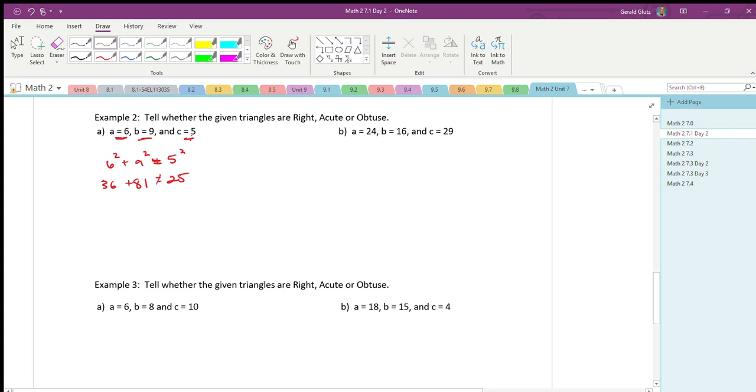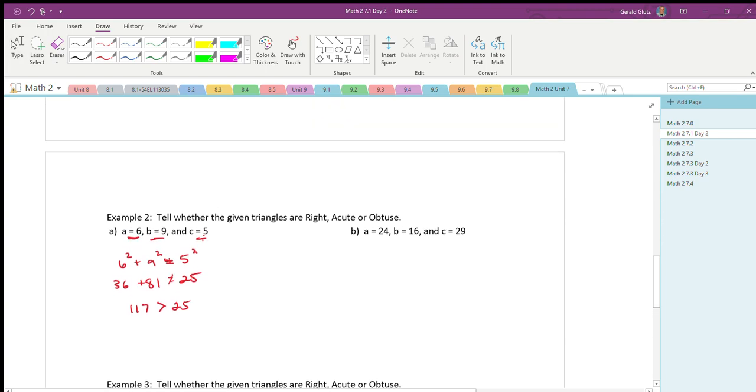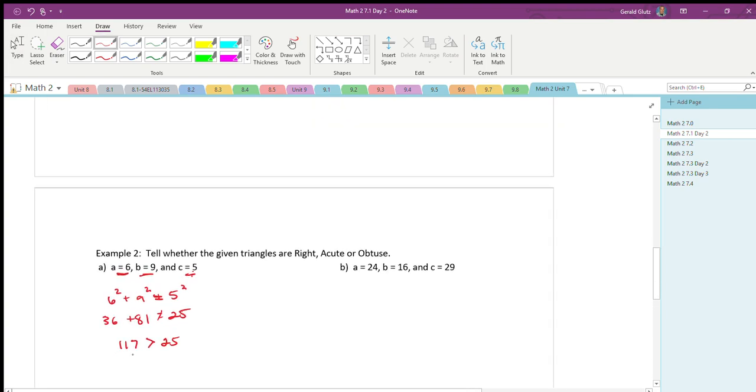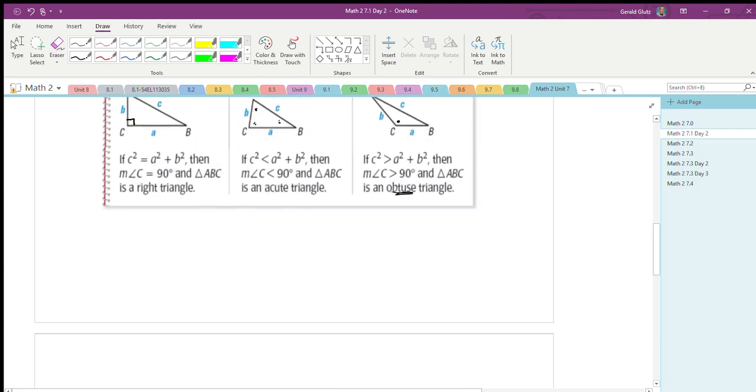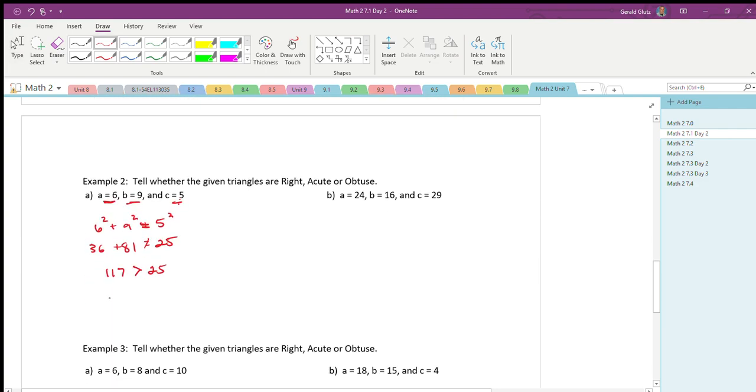They're definitely not equal. 36 plus 81 is 117, and that would be bigger than 25. If I go back up to the little rule, a squared plus b squared, the number on the left, is bigger. So a squared plus b squared is bigger than c squared. That means it's an acute triangle.